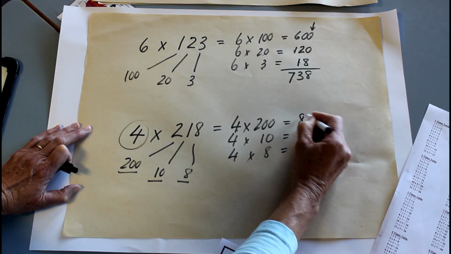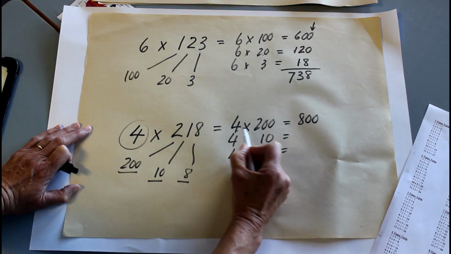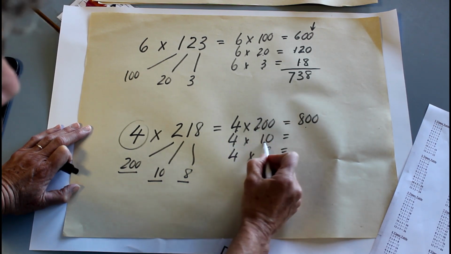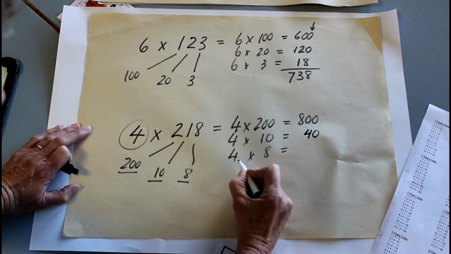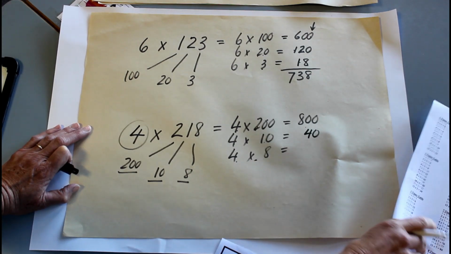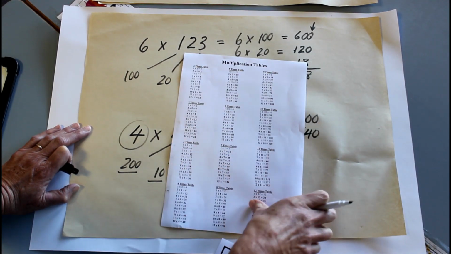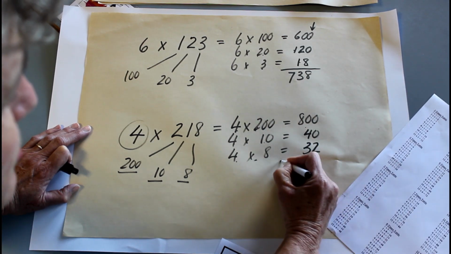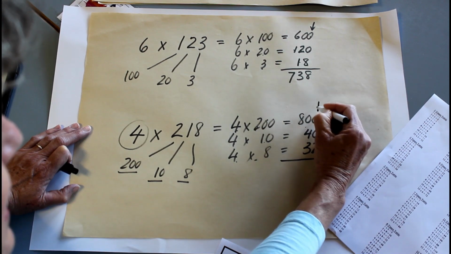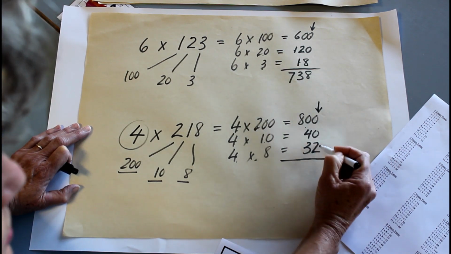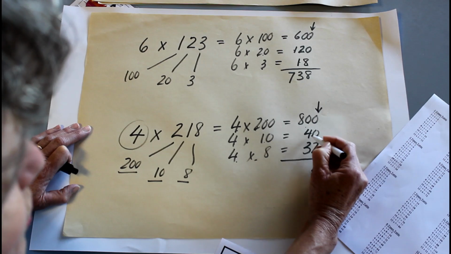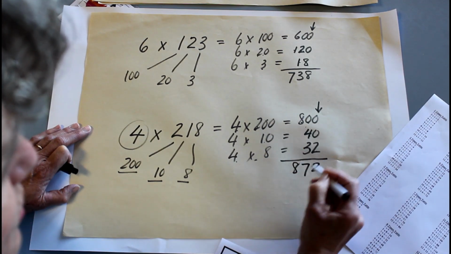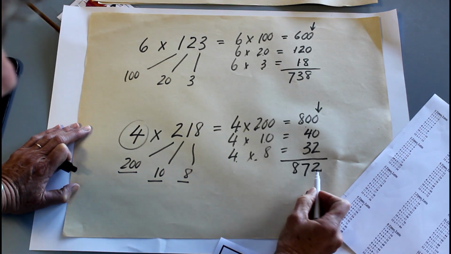4 2s are 8 and 2 zeros. So I know that 4 200s is 800. I know that 4 10s, nice and easy, 40. And I know 4 8s. I would go back to this if I didn't know my 4 8s, but I know that 4 8s are 32. So I'm going to write 32. And I'm going to do my vertical algorithm. I'm going to start with the units. 0, 0, 2. 0, 4 and 3 is 7. And 8 is sitting by itself, so I know the answer is 872.